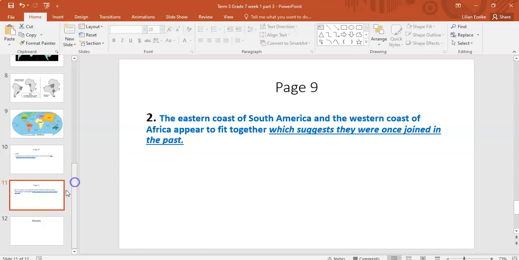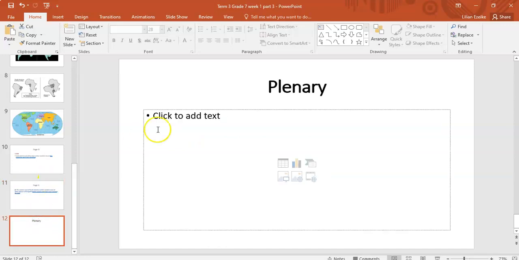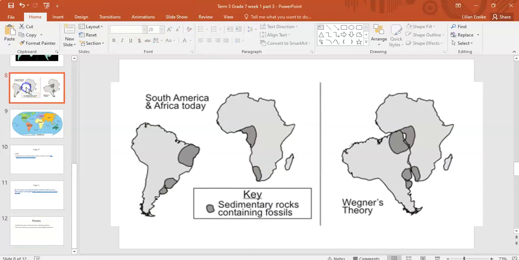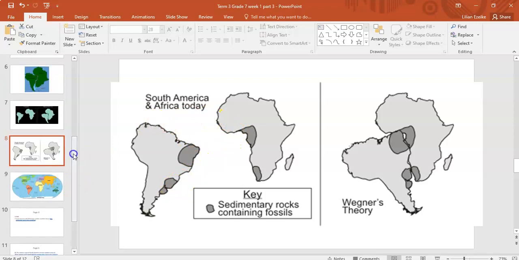So that brings us to the end of the lesson, and the plenary is here. The first plenary is saying, explain why some continents have matching coastlines. You should know why. We've taken an example of South America and Africa. We see that they have matching coastlines before they were combined together, even though now they've drifted apart. But the capacity of fitting together, which is seen in the coastlines, is still there. Not only the two of them, so many others.